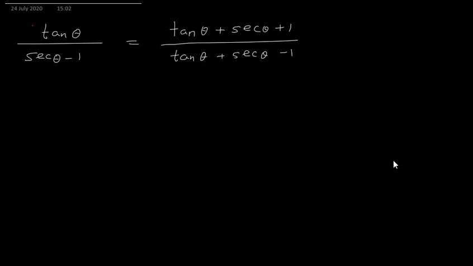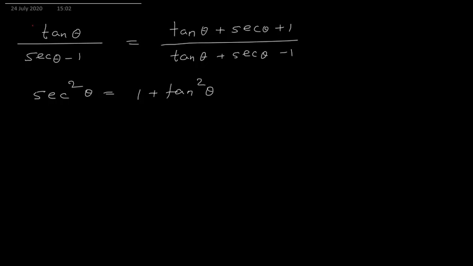Now in this lecture we are going to discuss three proofs in trigonometry. Now as you see, this is our first proof that we have to do. Tan theta upon sec theta minus 1 equal to tan theta plus sec theta plus 1 upon tan theta plus sec theta minus 1. Now to do proofs like this, we will consider our identity, like we know that sec square theta is equals to 1 plus tan square theta.